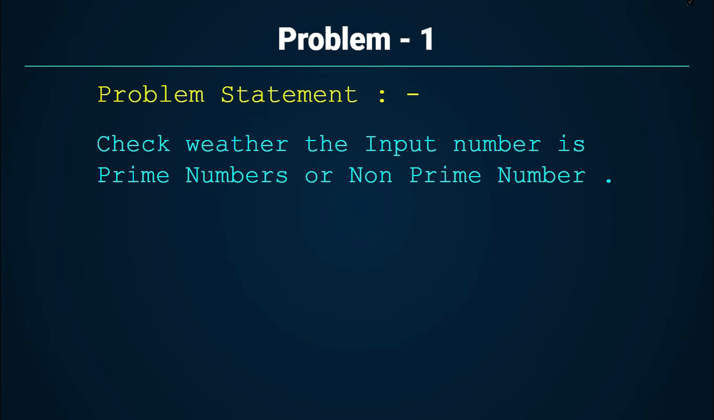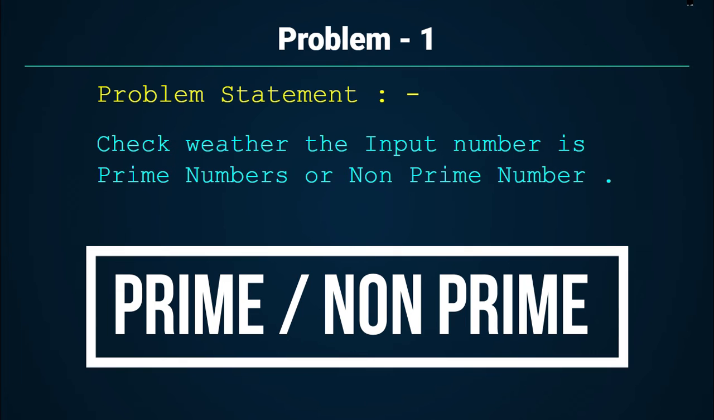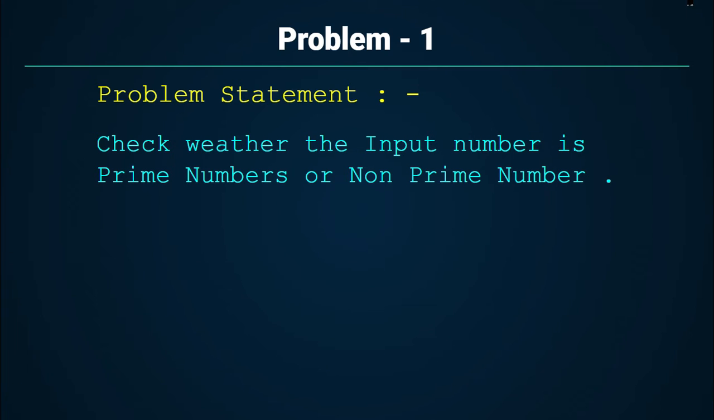We are going to do some problem solving questions as well as some aptitude questions. So here goes problem number 1. It states that we need to check whether the input number is a prime number or a non-prime number. So what we need to do is take the number as input from the user and give as output whether the number is a prime number or a non-prime number. As we know, we studied prime numbers years ago in our primary classes.